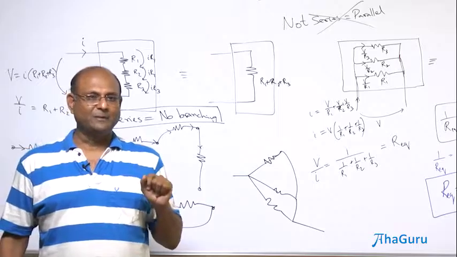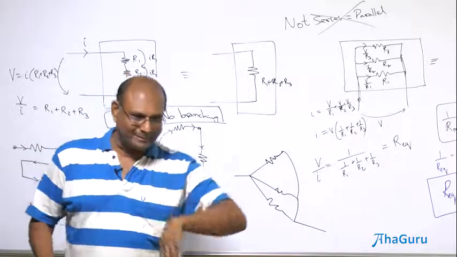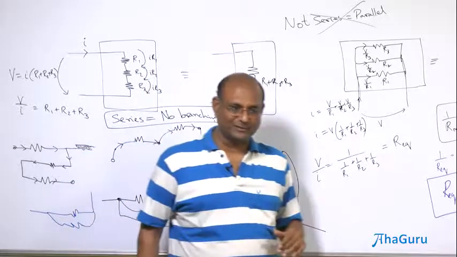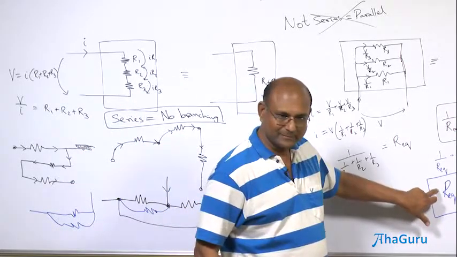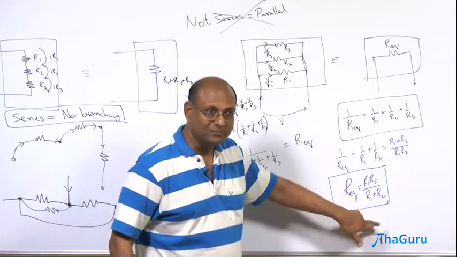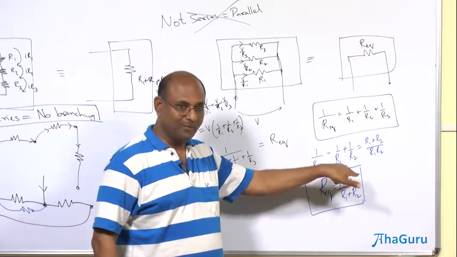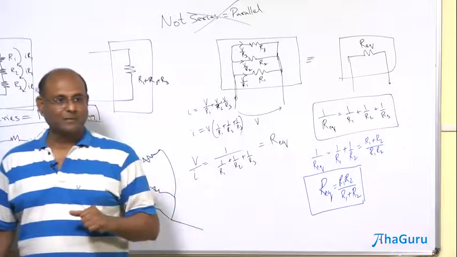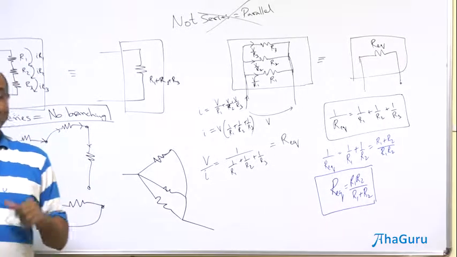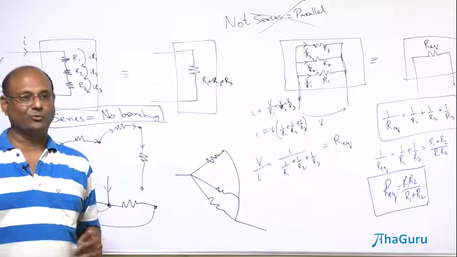Quick check. You have a product and you have a sum. Now you can get confused between R1 plus R2 by R1 R2 or R1 R2 by R1 plus R2. But just think for a second and you won't get confused. This has to be ohms. Ohms gives me ohms square by ohms, ohms. So you must have a square at the top and you must have one term at the bottom. Okay, so it has to be R1 R2 by R1 plus R2.